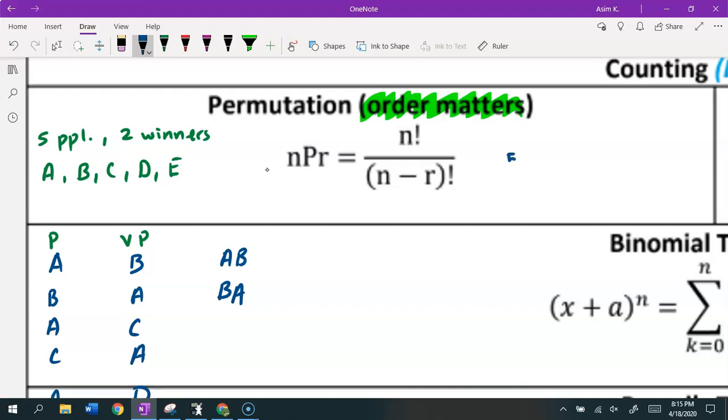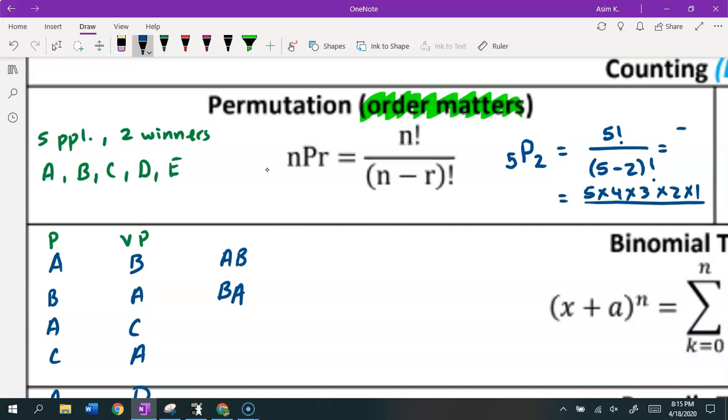We would say, look, I have 5 people and I am trying to get permutations of 2 people. So when you do that, you just put into the formula where the n and the r belong. So 5 factorial over 5 minus 2 factorial. That would give you 5 times 4 times 3 times 2 times 1, and in the denominator, you would have 3 factorial, because it's 5 factorial over 3 factorial. So that would give you 3 times 2 times 1.